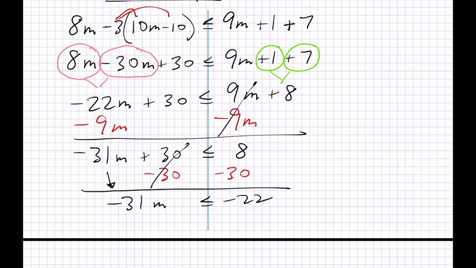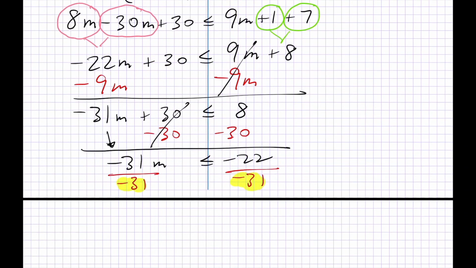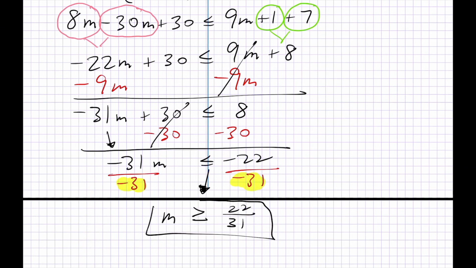Okay. Divide by negative 31. But when I divide by negative 31, I got to flip the symbol because I divided by a negative. Well, there was already a negative there, so what does that mean it's going to do to our answer? Not only do I have to flip the symbol, but it's going to make our answer positive. No more negatives. Okay.